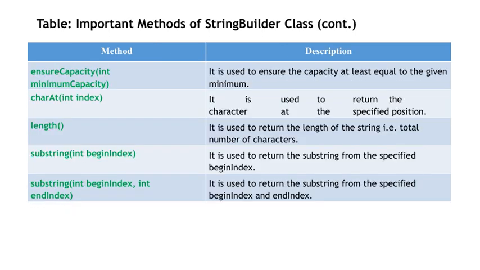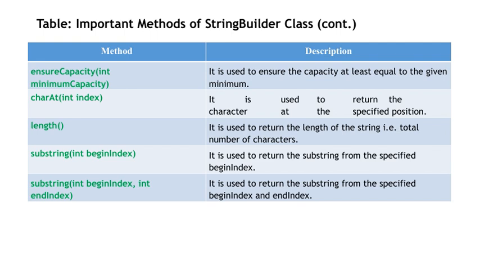Now, let's take a look at some important methods of the string builder class that we haven't covered yet. First up is ensureCapacity. This method is used to make sure that the capacity of the string builder is at least equal to the minimum specified. It's useful when you know you'll be appending a lot of data and want to optimize performance by avoiding multiple resizes. Next, we have charAt.